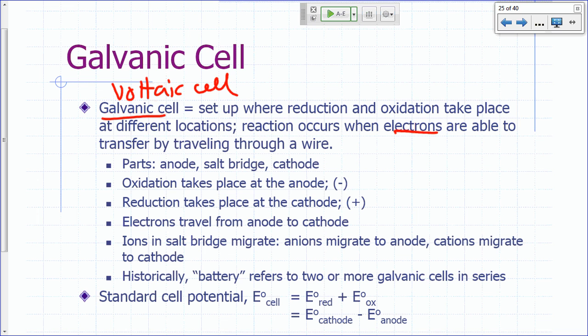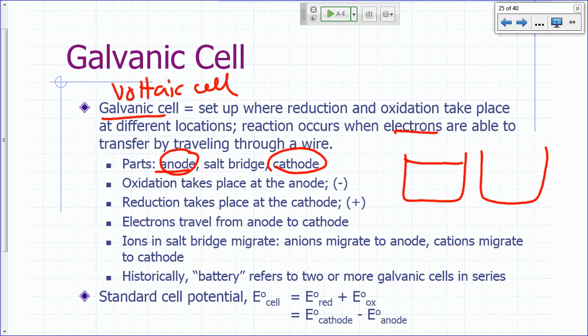Okay, so the parts of a voltaic cell would be the anode half cell. Since a redox reaction involves oxidation and reduction, and we're separating them in two compartments, you can see why we have two half cells. The anode would be one half cell, the cathode would be the second half cell. If you were to set something up like this in the lab, you would put two beakers. In one you have the reactant and product for the anode. So let's call this the anode, and the other beaker would have the cathode.